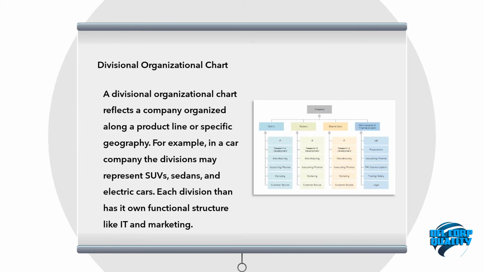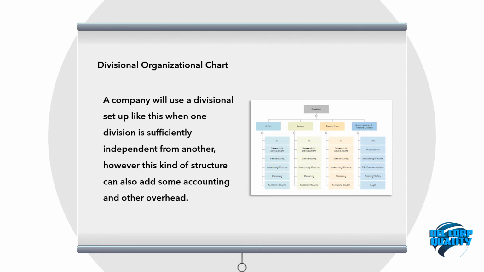A divisional organizational chart reflects a company organized along a product line or specific geography. For example, in a car company, the divisions may represent SUVs, sedans, and electric cars. Each division then has its own functional structure like IT and marketing. A company will use a divisional setup like this when one division is sufficiently independent from another. However, this kind of structure can also add some accounting and other overhead.